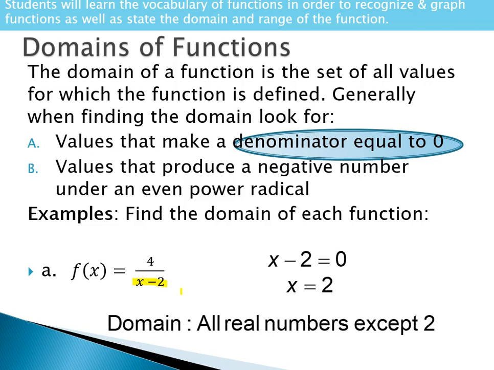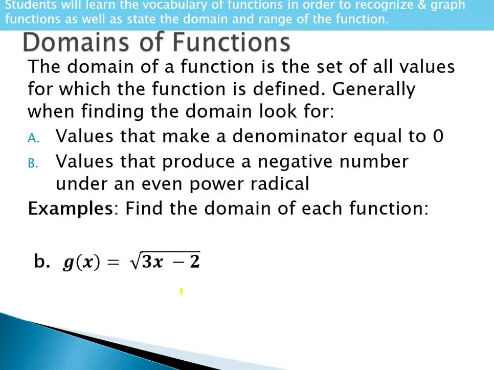Because if I put a 2 in there, I have 4 divided by 2 minus 2, which is 4 divided by 0, which is undefined. The world blows up. What if we have a radical symbol? Well, this is a square root, which means we can't take the square root of a negative number. So this under here, this 3x minus 2, has to be positive.